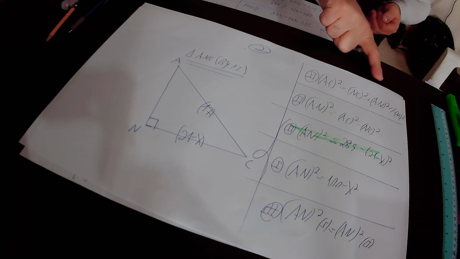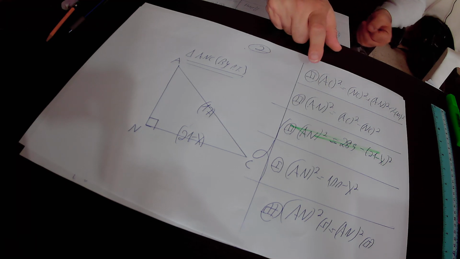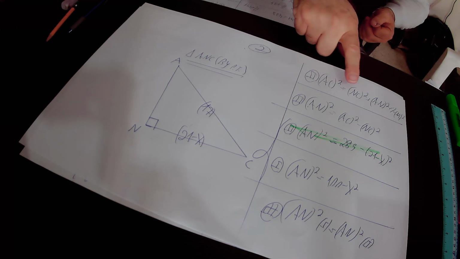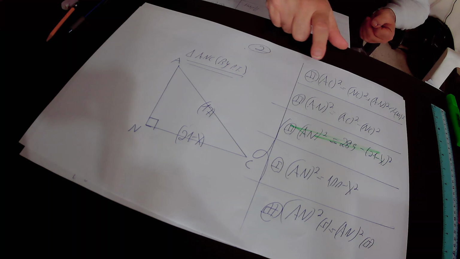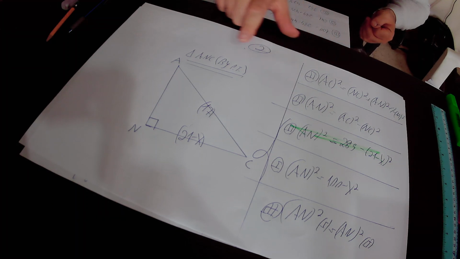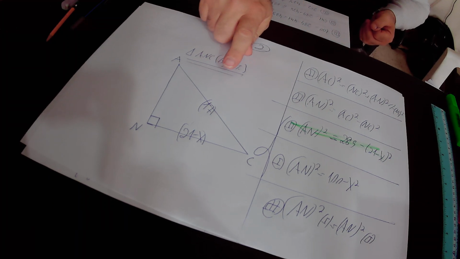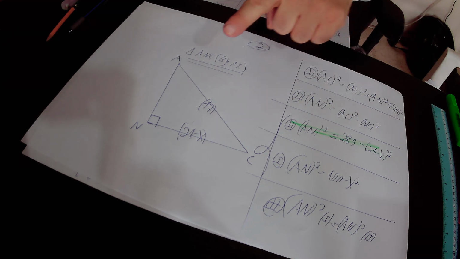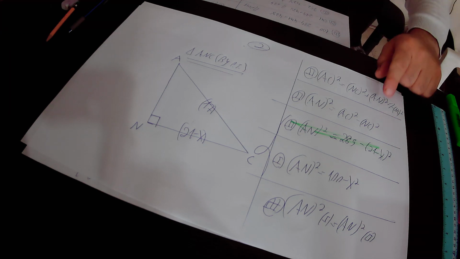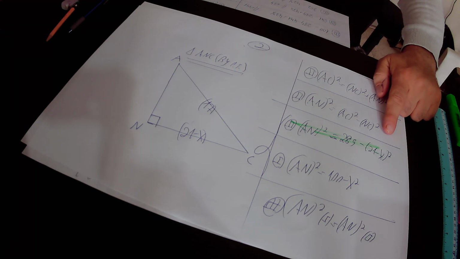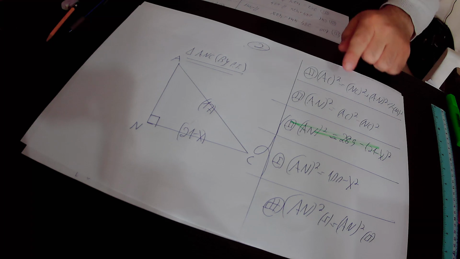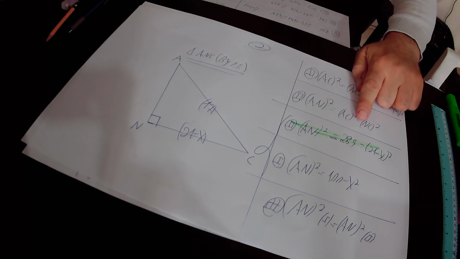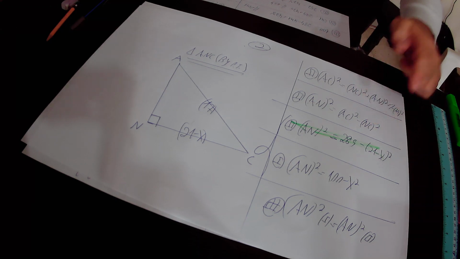We subtracted NC square from this equation, and we found that according to equation 2, AN square equals AC square minus NC square. So AN square equals AC square. AC is 17, therefore AC square is 17 squared, that is 289, minus NC square. NC equals 21 minus x, therefore NC square equals (21 minus x) squared. So according to equation 2, we found that AN square equals 289 minus (21 minus x) squared.